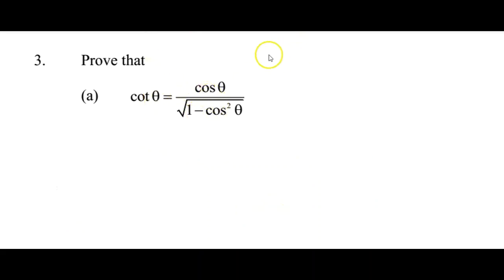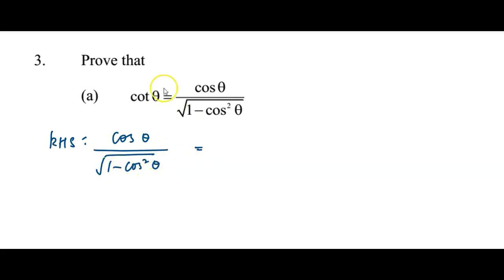And for this example, I'm going to prove from the right side again, because it seems like the right hand side has more information compared to the cotangent theta. If you start from the cotangent theta, maybe you have no idea how to prove it into the right hand side. So we start from the right side.